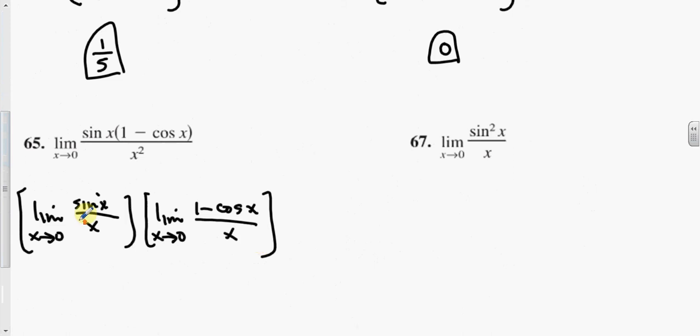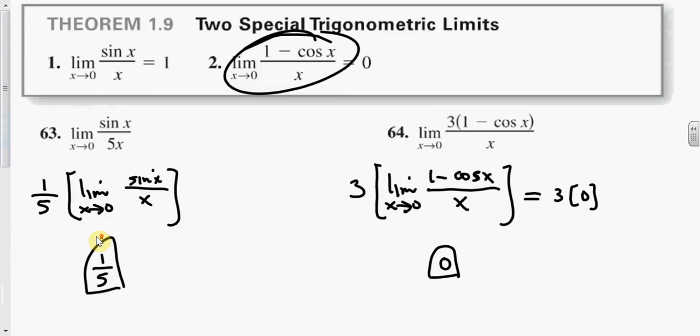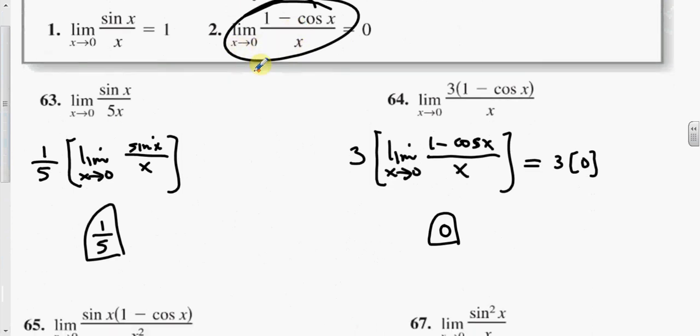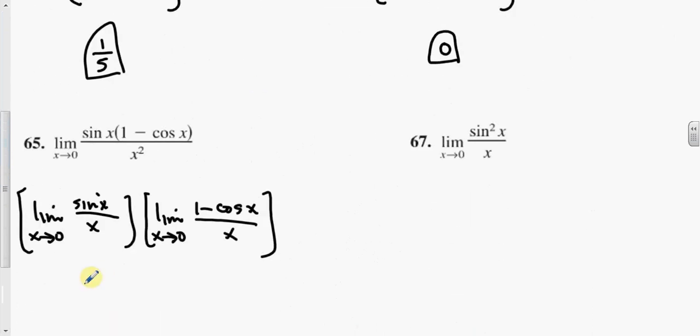Well, we have the limit of sine x divided by x. That tells us that guy is equal to 1. And the limit of 1 minus cosine x divided by x goes to 0. So we get here 1 times 0, and that just gives us 0.